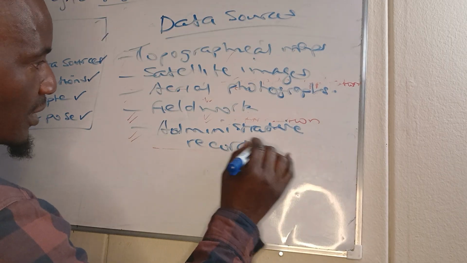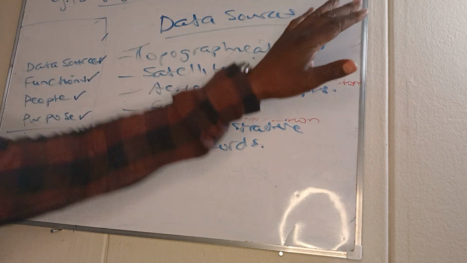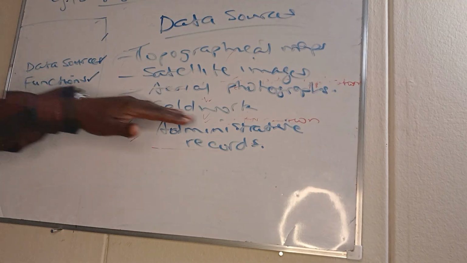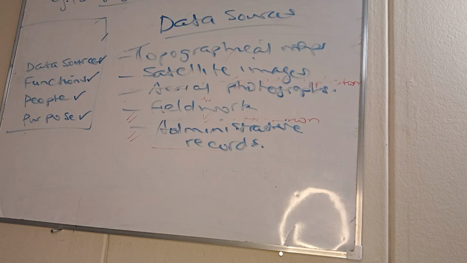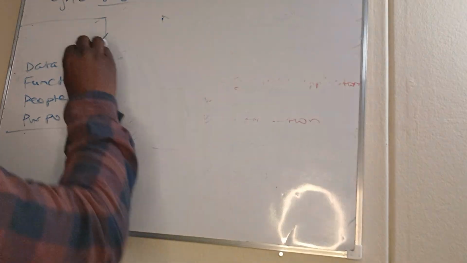So these are the different sources of data for our GIS: topographical maps, satellite images, aerial photographs, and field work, which means we are going into the field to do research, where we can use both primary and secondary data sources. Primary means we are getting first-hand information. Secondary means information that has already been collected. We can also use administrative records like the census record, in as far as our population is concerned. So these are the different data sources that are used in GIS.